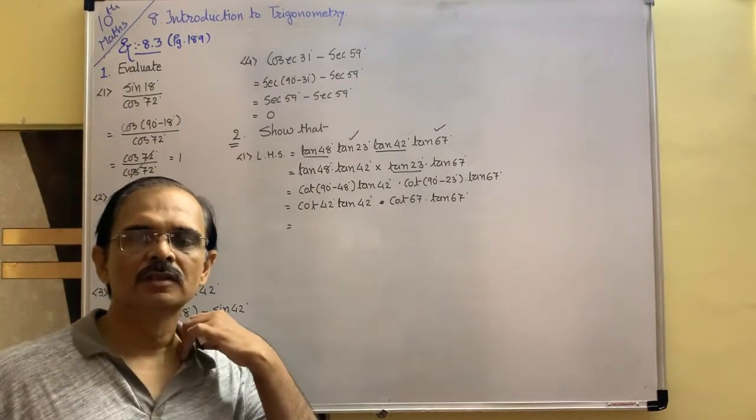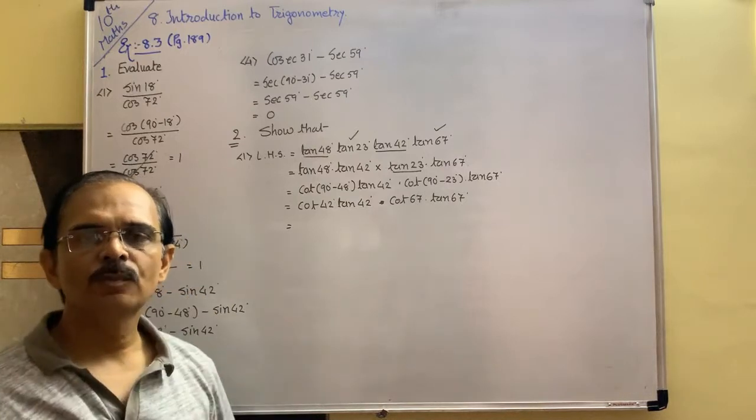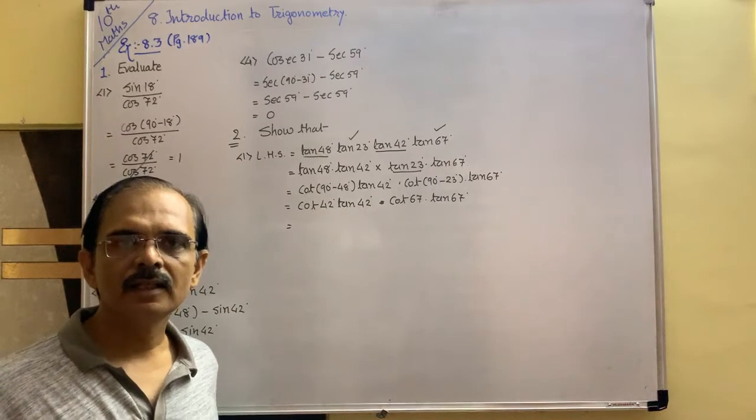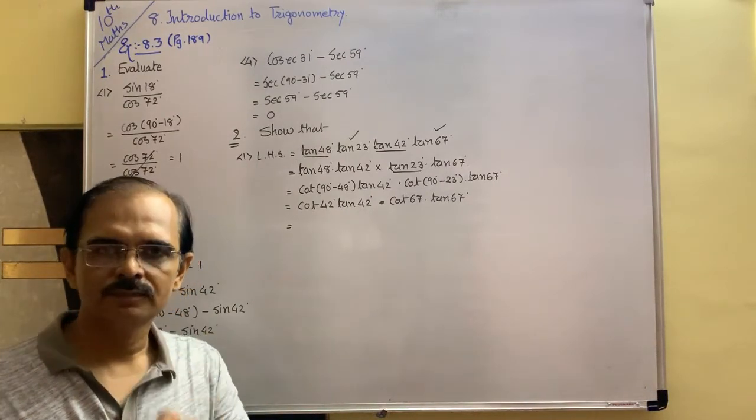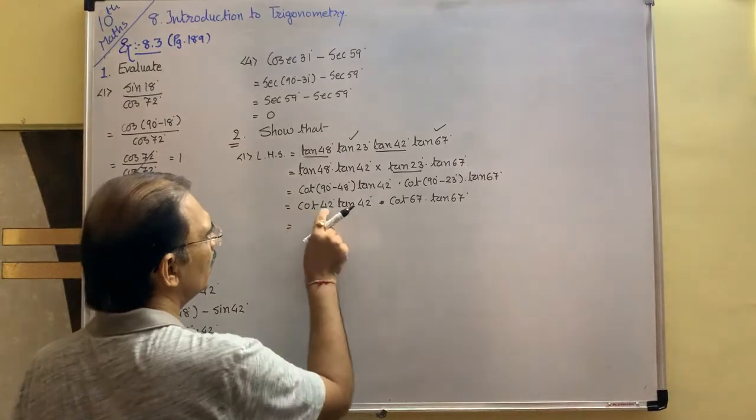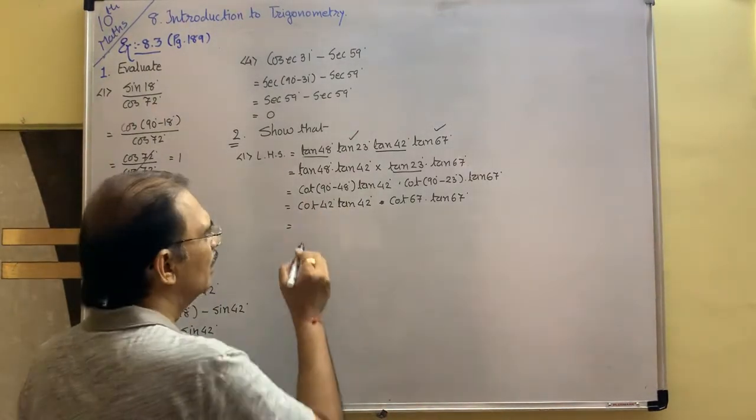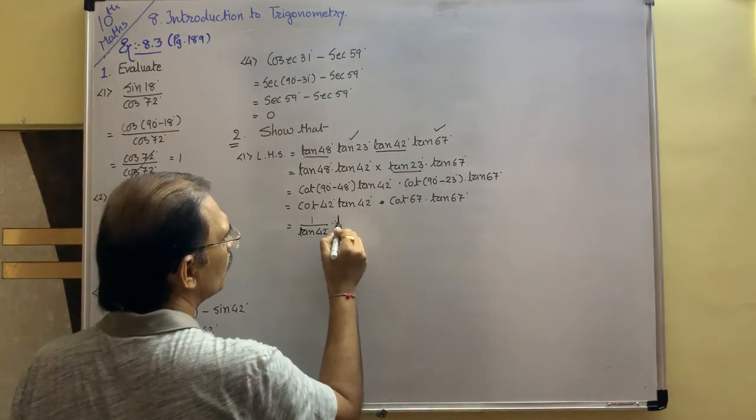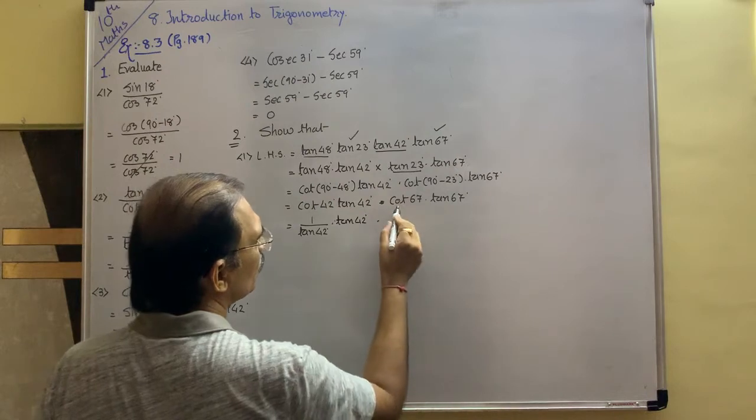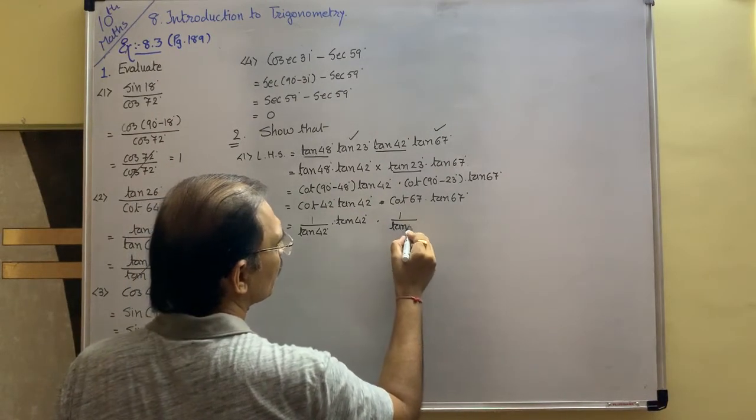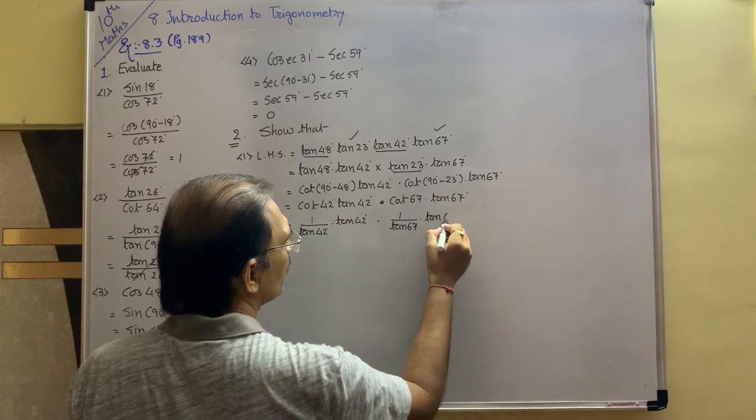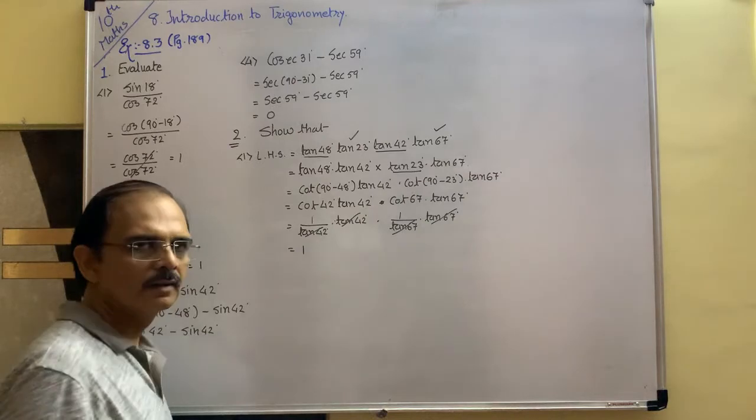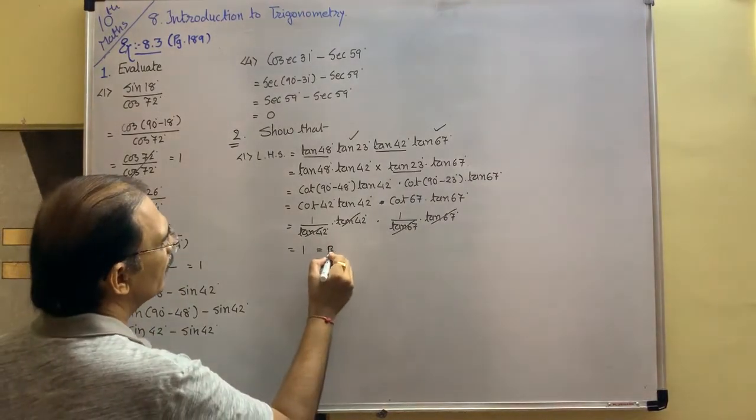See my first lecture, in which I explain the formulas; it was also written there that tan theta into cot theta is 1. Otherwise, you can simplify cot theta: cot is the reciprocal of tan, so cot theta is 1 upon tan theta. So tan 42 cancels, tan 67 cancels, 1 into 1 into 1 is 1. This is your right hand side.